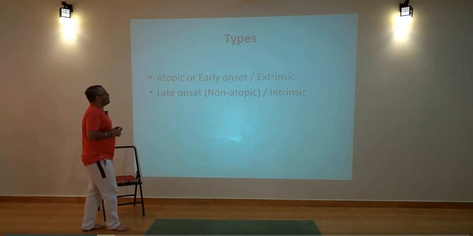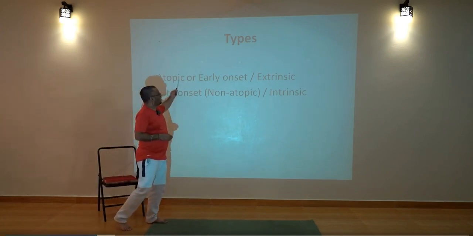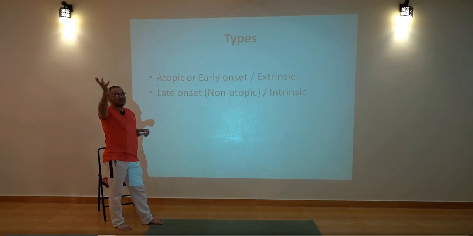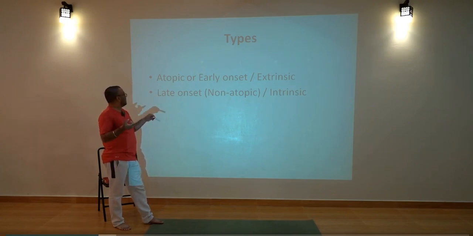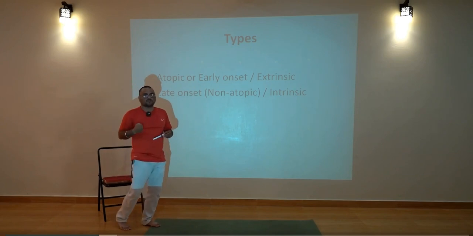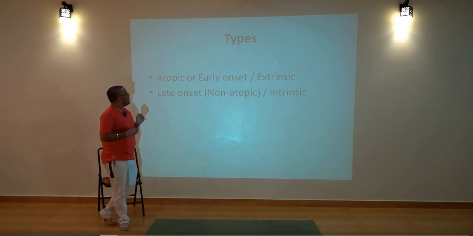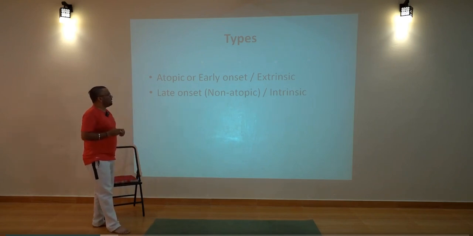There are two types. The one is atopic or early onset, that is extrinsic. The cause is extrinsic, like sometimes dust, sometimes a polluted environment, sometimes fumes or smells. Late onset is non-atopic, that is intrinsic, the internal factors, some inflammation, some pathogens that are created inside your lungs, which will affect the asthma. So the two types of asthma are: atopic, early onset, extrinsic; and late onset, non-atopic, intrinsic.